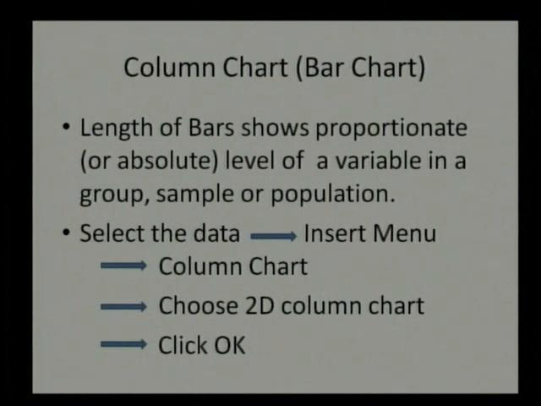Next are the different types of charts. So what is a column chart or bar chart? Let us try to understand what this column chart indicates. The length of the bars shows the proportionate or absolute level of a variable in a group or a sample or a population.